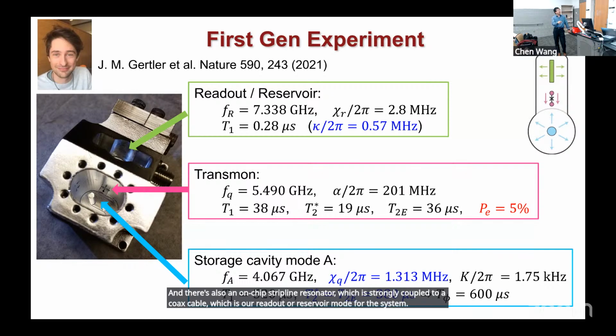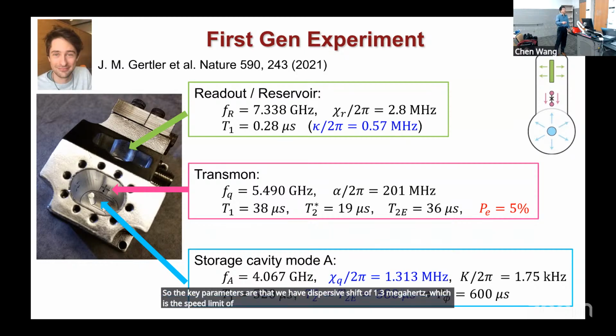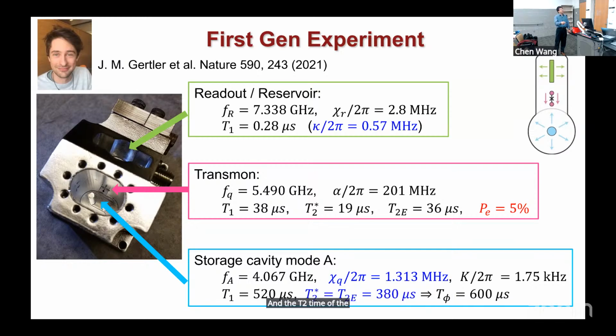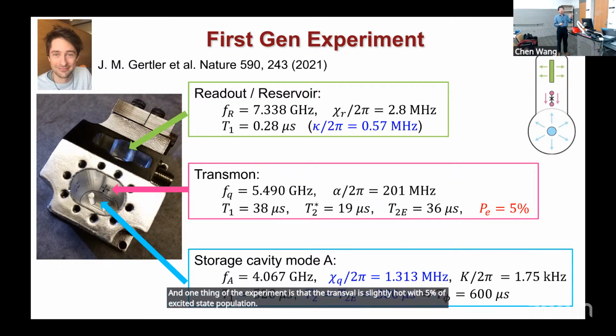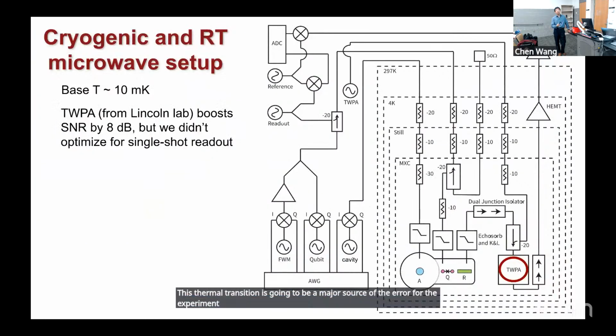So the key parameters are that we have a dispersive shift of 1.3 megahertz, which is the speed limit of how strongly we can drive the system and do the correction. And the T2 time of the storage mode is about 380 microseconds. And one bane of the experiment is that the transmon is slightly hot, with 5% excited state population. This thermal transition is going to be a major source of error for the experiment. So I'm not going to go into detail of the experiment. That's a very standard superconducting circuit QED setup.